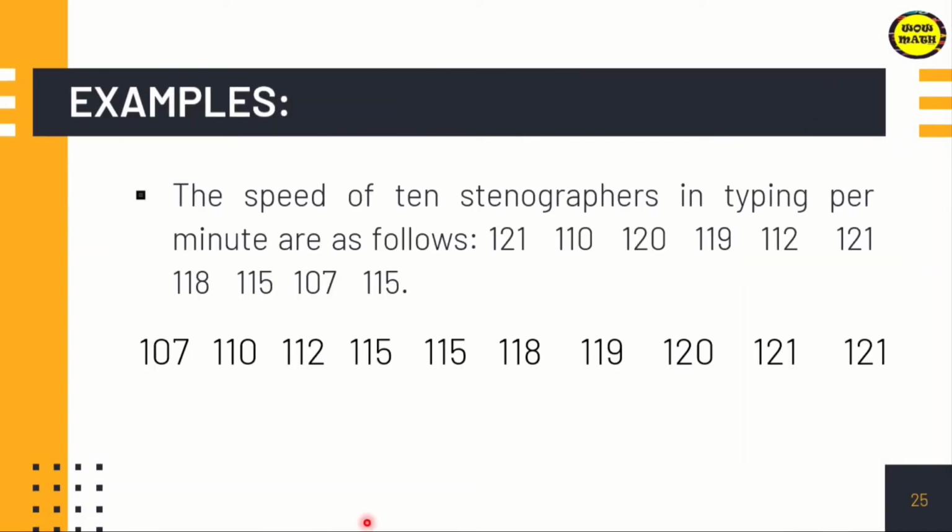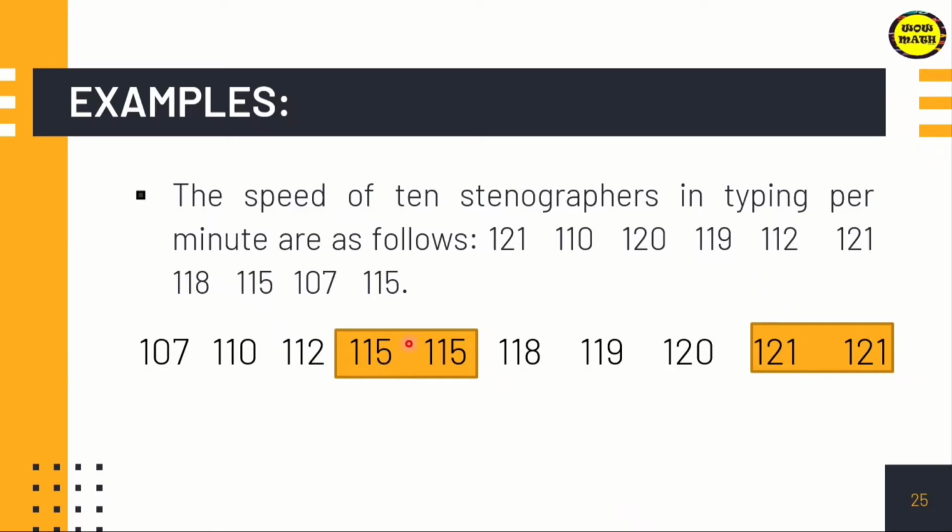So, the speed of 10 stenographers in typing per minute are as follows: 121, 110, 120, 119, 112, 121, 118, 115, 107, and 115. So, again, para mas madali natin makita kung ano yung nag-appear na pinakamarami, i-arrange natin in ascending order or in descending order. So, in this case, meron tayong dalawang 115 and dalawang 121.